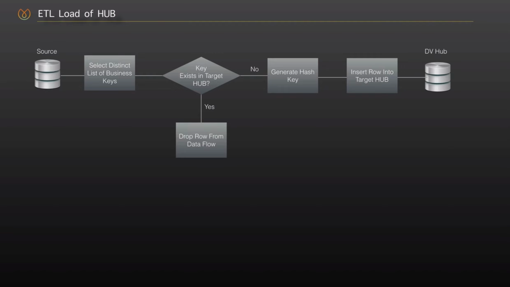The concept behind hub load remains straightforward, as shown below. First we generate the list of distinct business keys. And if a business key in the list exists in the target hub, then we will drop this row from the data flow. For each remaining row with the distinct business key, we will generate a hash key using the business key as input. Then we will insert that record into the target hub. So it is quite simple and clear.